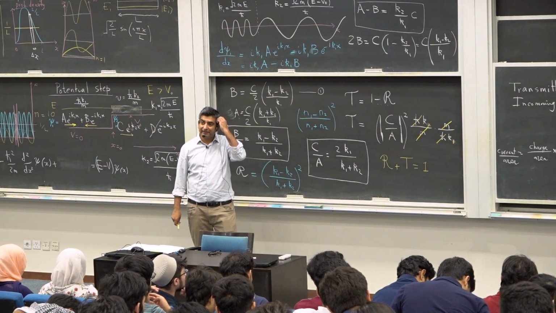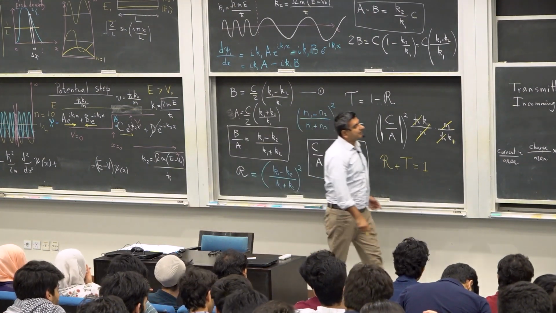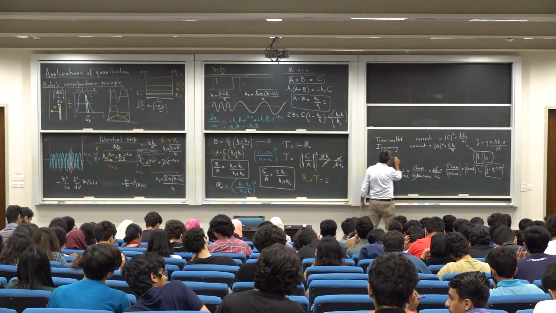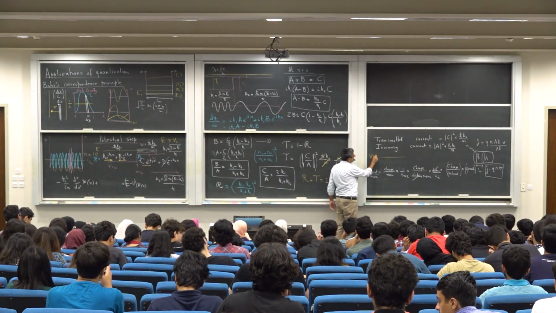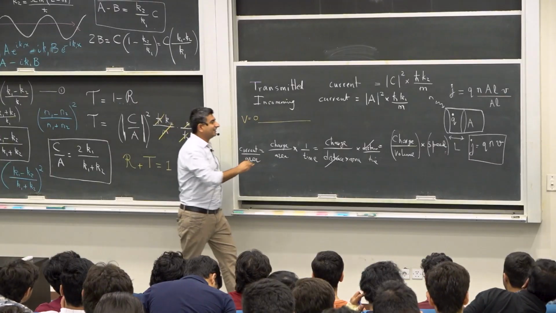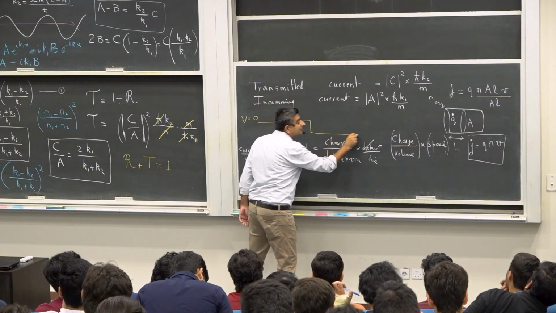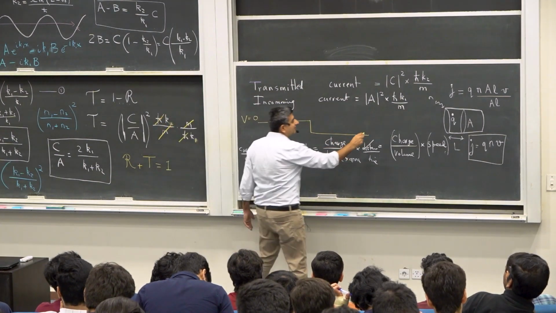Now the point is, what if the potential landscape looks like this? The potential energy is 0. All of a sudden, there is a drop in the potential, and that drop is V naught.